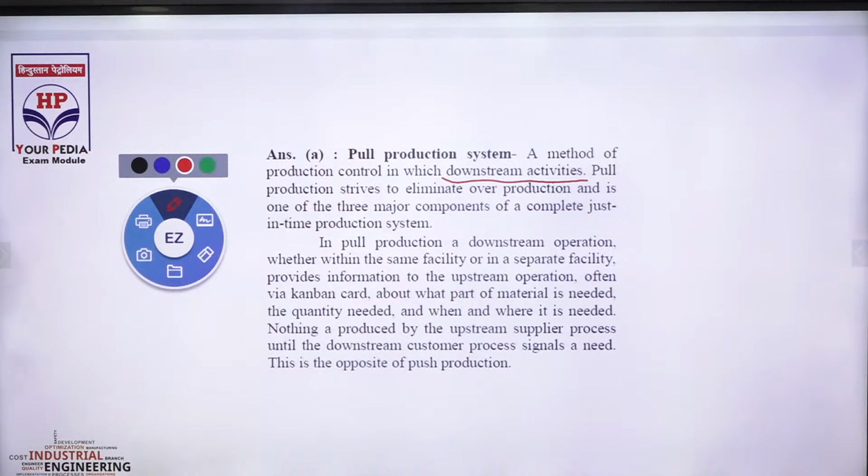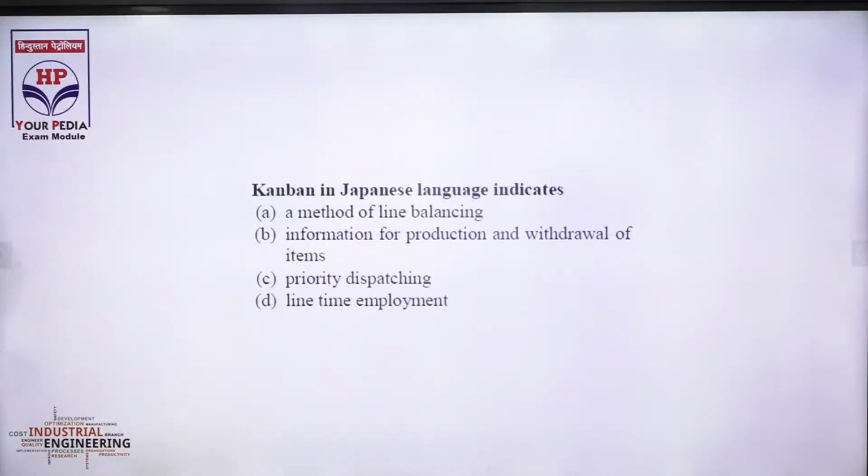Pull production system eliminates overproduction, and this is just in time production system. So just remember: just in time, pull production system, and downstream activities. Very important. Kanban card is required. What part of material is required? So this is related to all these things. Pull production system. What is the meaning of Kanban?